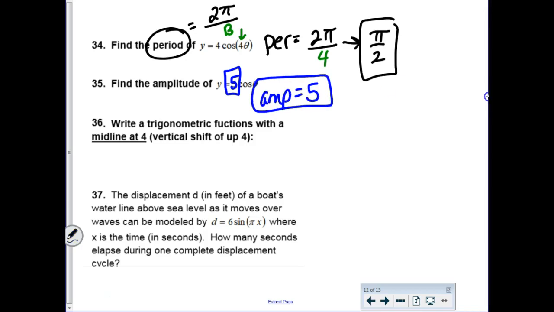And then on the test, it'll be a multiple choice question. It'll say which of the following has a vertical shift of like up 4 or down 4 or whatever. This one, since it's not multiple choice in nature, you got to write me up one. So y equals, I'm just going to make this up, sine of x or theta or whatever. How do you say a midline at 4 instead of at 0? Plus 4. Very good. Beautiful.